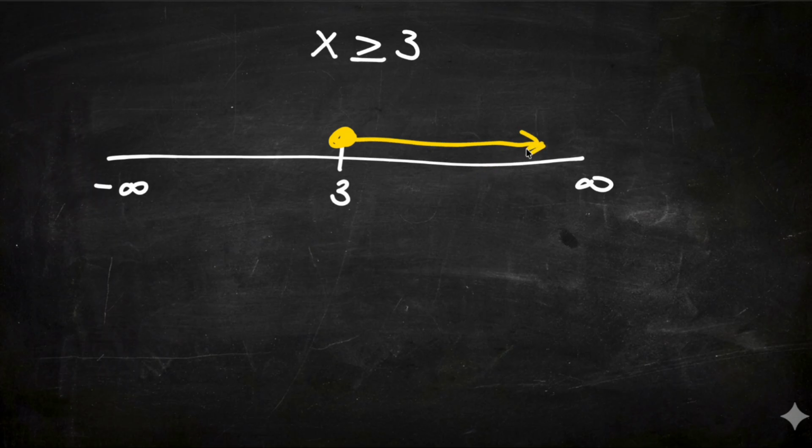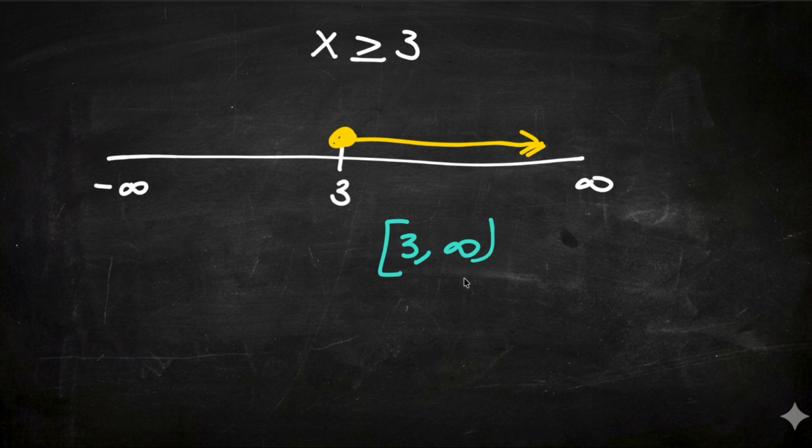Now what would it look like in interval notation? Remember that for interval notation we go from smallest to biggest, so it's going to be 3 to infinity. But now 3 is going to get a bracket because it's included, and infinity, that is not going to change, is always going to have a parenthesis.